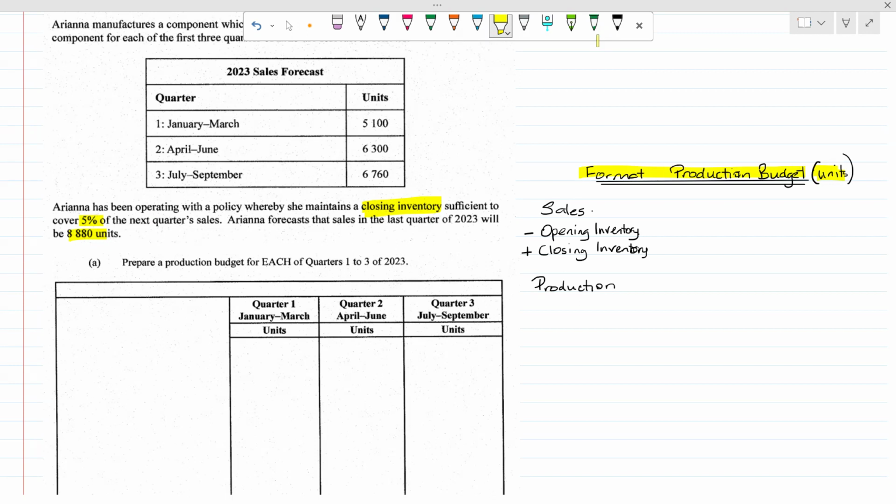So we need to take this into consideration so that we are not overproducing or underproducing. And this is where the production budget comes into play. Now, the word budget is like a forecast. You are trying to plan for the future, right?